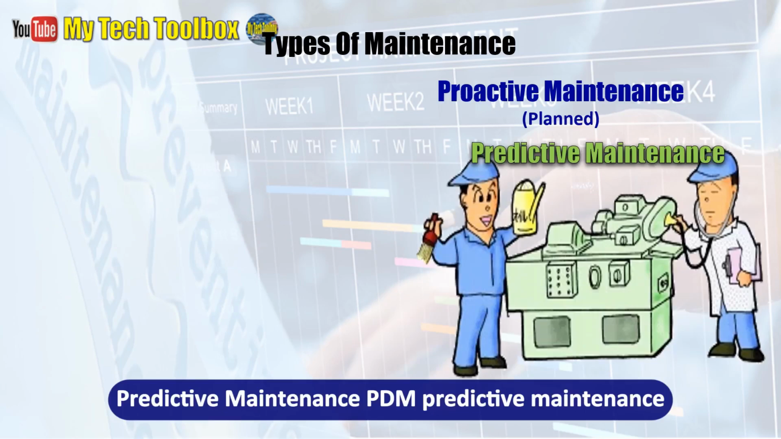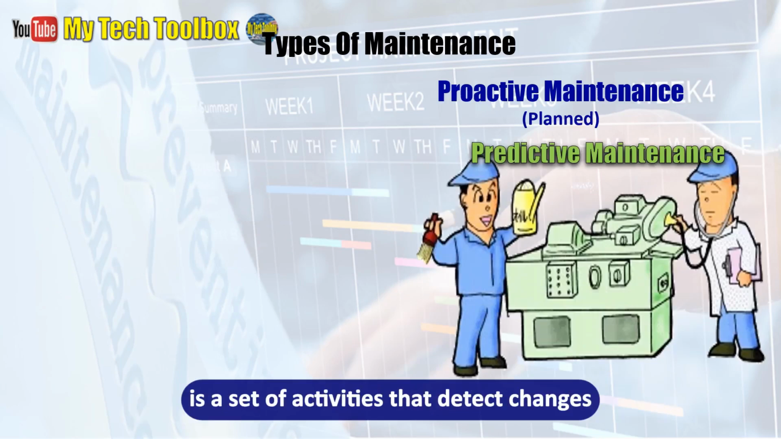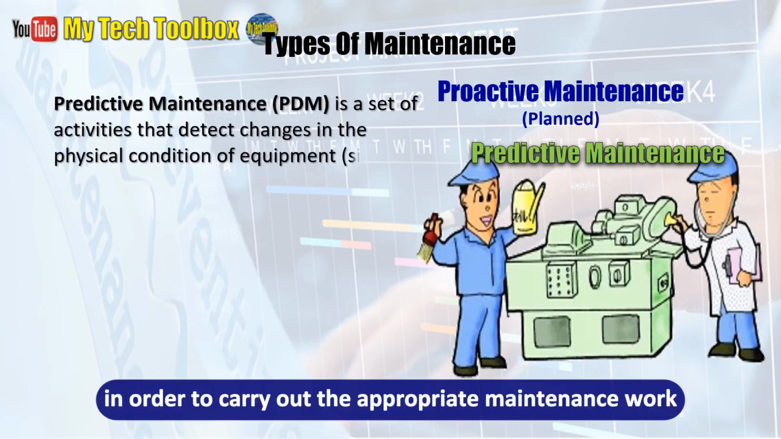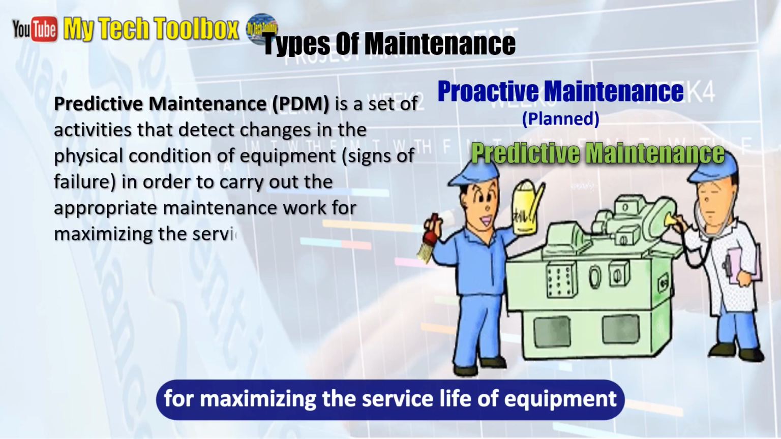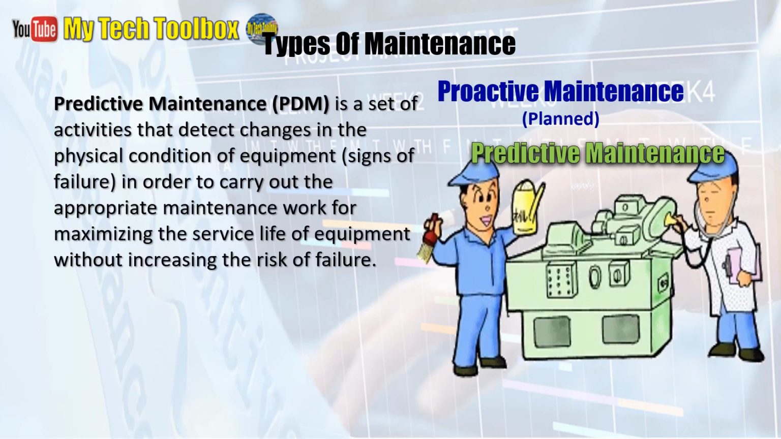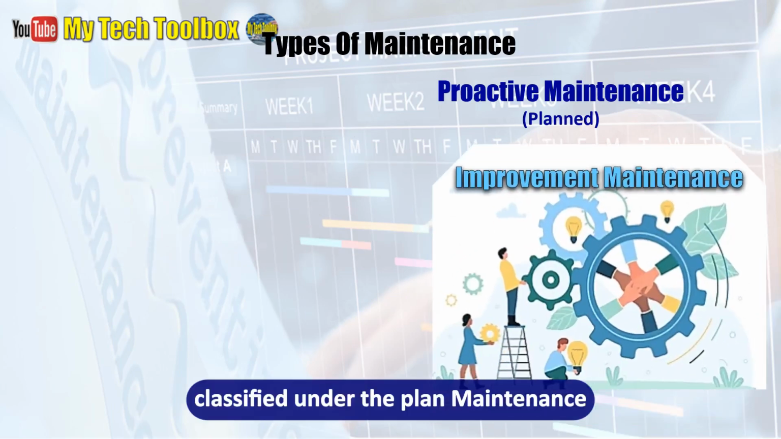Predictive maintenance, PDM. Predictive maintenance is a set of activities that detect changes in the physical condition of equipment that are signs of failure, in order to carry out the appropriate maintenance work for maximizing the service life of equipment without increasing the risk of failure. Classified under the planned maintenance.